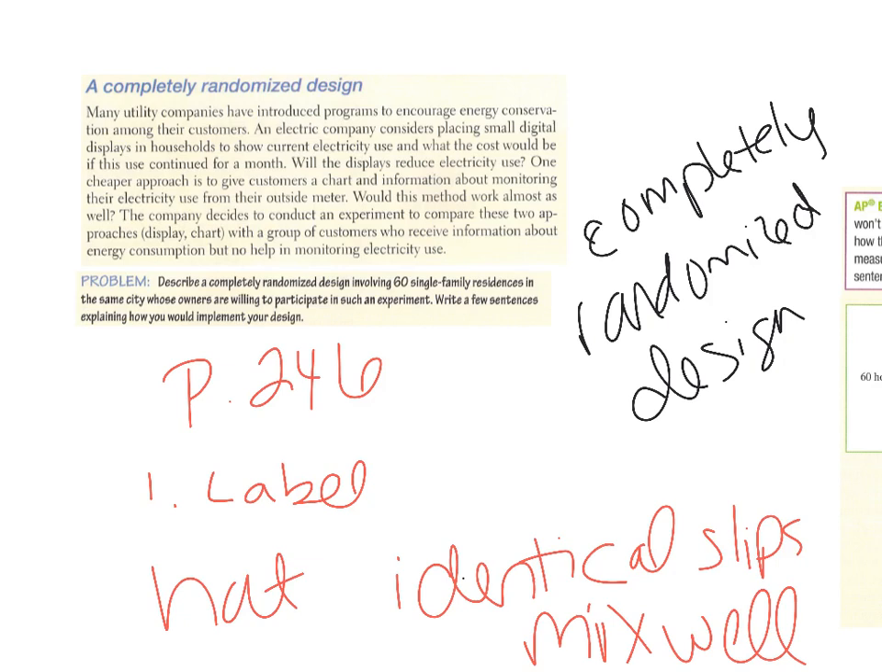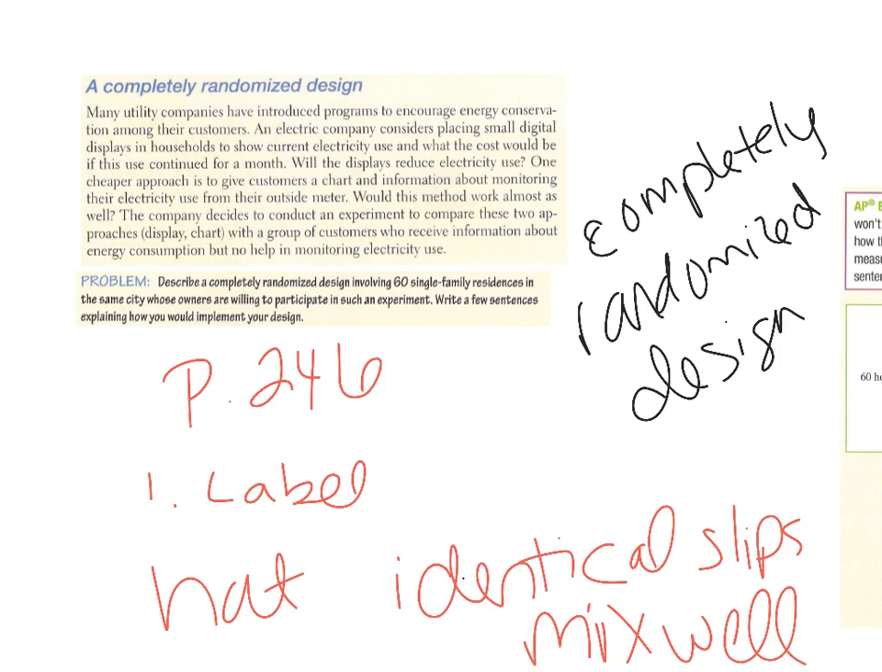And then you could have somebody draw out 20 slips, and those slips of paper will correspond to the houses that will get a digital display. And then we'll draw out 20 more slips, and those houses will use a chart. And then 20 more slips after that where nobody is monitoring their usage at their house. And then we're going to compare those.